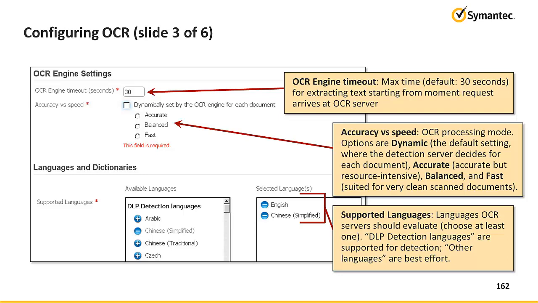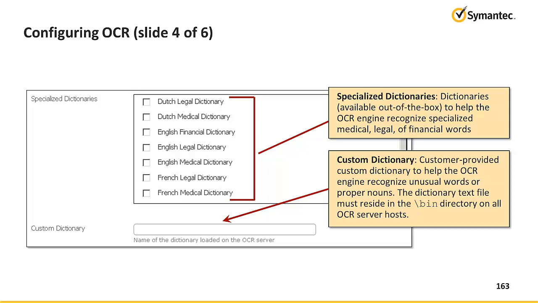In the Supported Languages section, select the languages that the OCR server should evaluate. You must select at least one language. Languages listed under the heading DLP Detection Languages are supported for detection, while those listed under Other Languages are given a best effort. In the Specialized Dictionary section, select any dictionaries the OCR server should use to help it recognize specialized medical, legal, or financial vocabulary. Symantec DLP ships with specialized dictionaries in Dutch, English, French, and German.